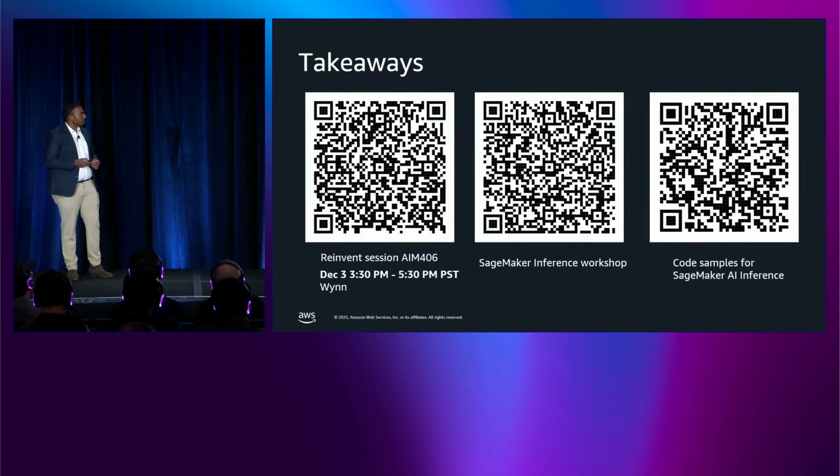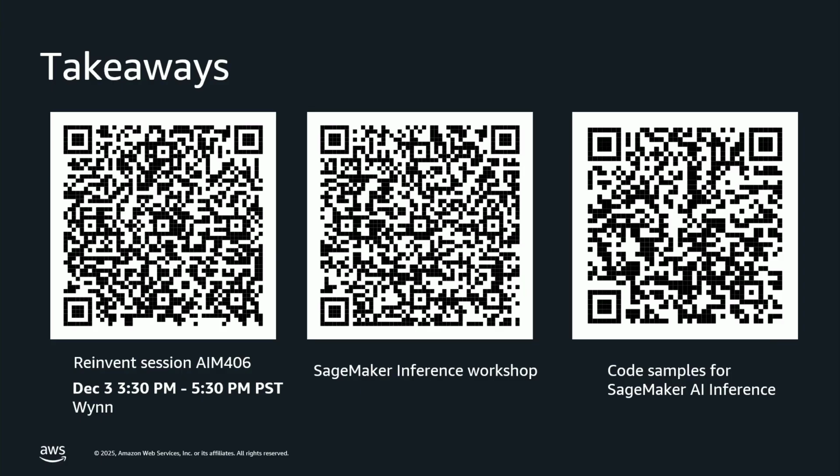And then these are some of the takeaways we have. The re:Invent session tomorrow gives you details about where it is. We have a workshop that you can do in a self-service way on deploying models and doing auto-scaling and all of that. The third one is it has a lot of examples on deploying different models and doing optimizations for your workflows. So yeah, take a picture. I'll just give it a minute.